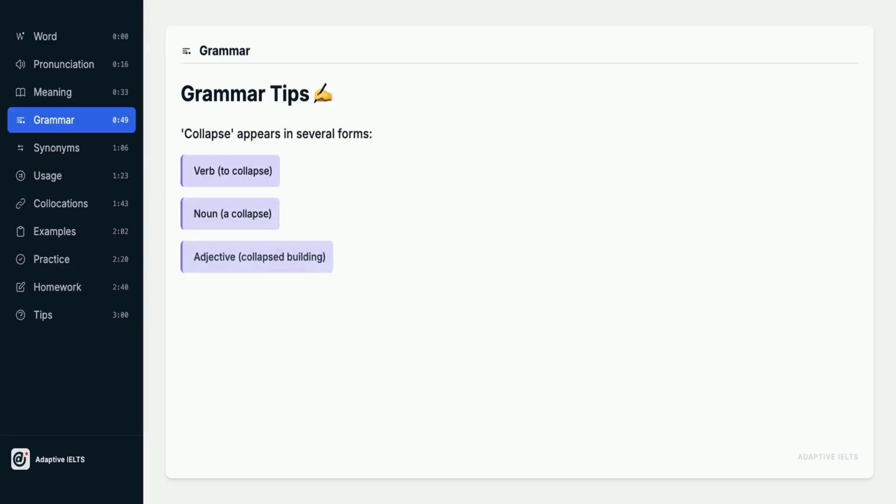Collapse appears in several forms: as a verb, to collapse; noun, a collapse; an adjective, collapsed building. The gerund form, collapsing, is also common. Understanding these variations helps you use the word more flexibly in your responses.